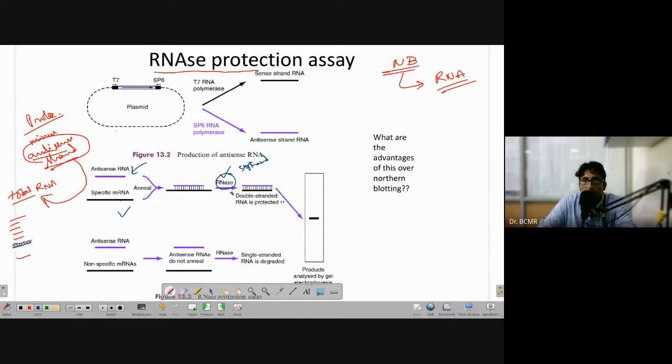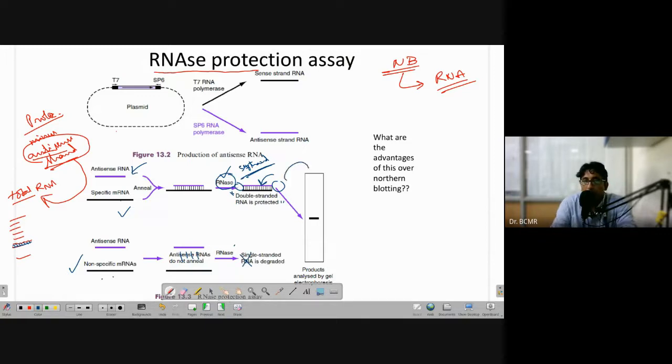Okay, it can only cleave single strands, not the double strands. So because we have the probe, assume it is a probe that we added, and it is bound, and the mRNA is protected wherever the binding is there, the other parts could have been degraded. And say, for example, with the other ones, they are non-specific. So there is no annealing between them. And when you add RNAse, all of it is degraded.